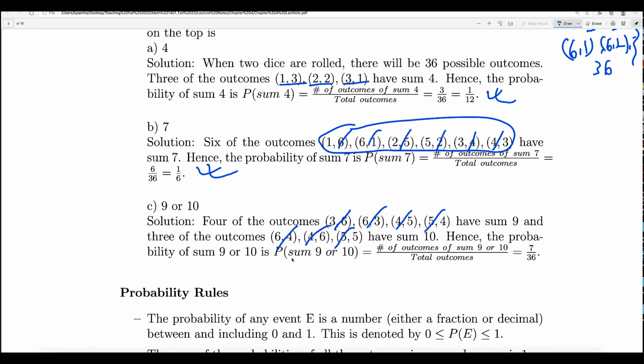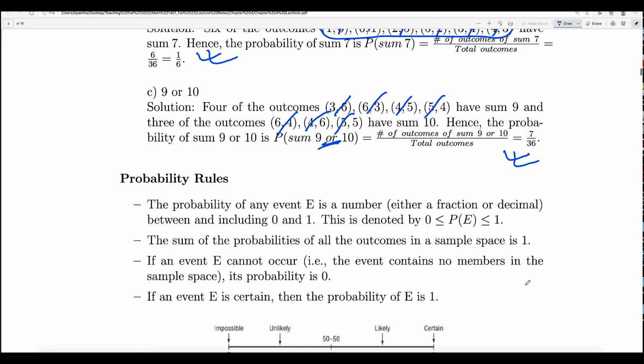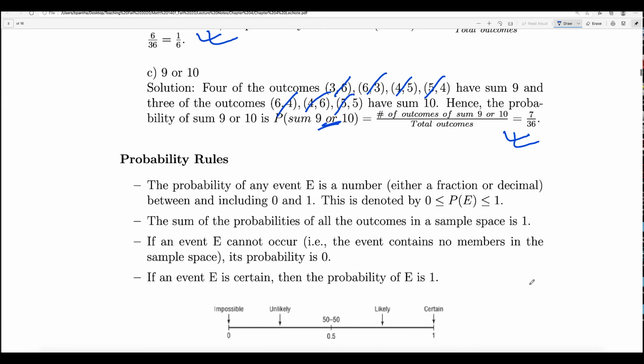So the total number of outcomes in sum 9 or sum 10. We will see what the or means later, okay? But for now, you count all of them, because if they are repeated, you don't count them twice. None of them are repeated here. So you counted them and then counted them. So in total 7 out of 36. This is how you find the probability of an event: the total number of outcomes in the event divided by the total outcomes, okay?